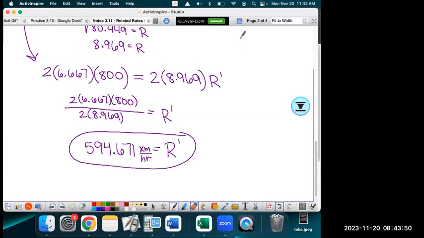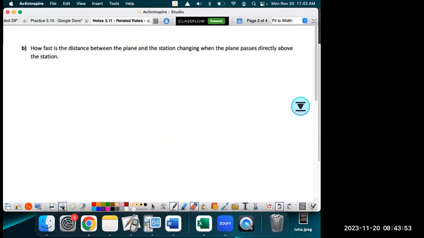Example 2, part B. How fast is the distance between the plane and the station changing when the plane passes directly above the station? So in this case, we are wanting which rate? We want dr/dt. And I'm actually going to draw the visual from the last problem. So if you want to go ahead and pause the video, I'm going to have my visual pop up in 3, 2, 1.